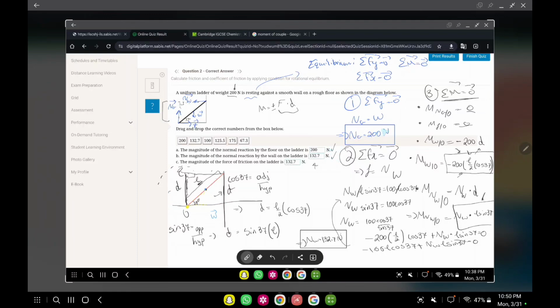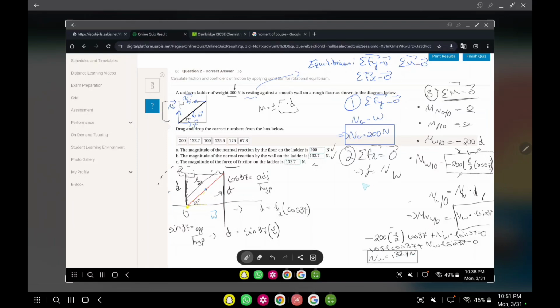We figured out part A over here, remember? So now they want the magnitude of the force of friction. So now here, remember, in sigma Fx, we stopped over here. I'm going to erase this and take this down here. 132.7 newtons.